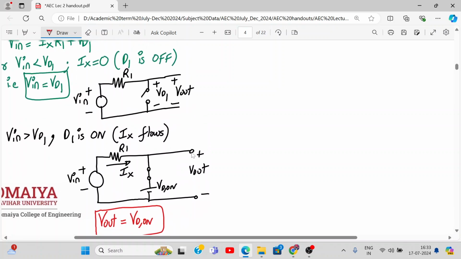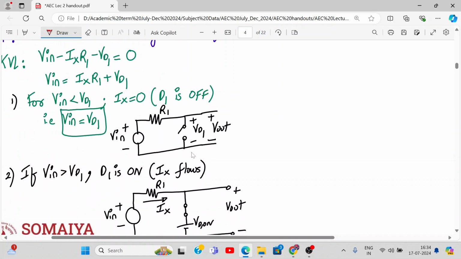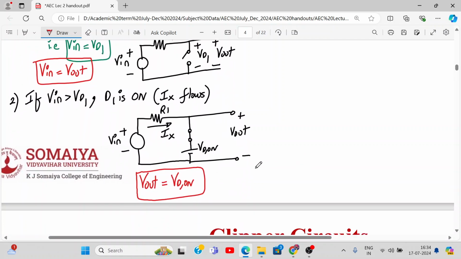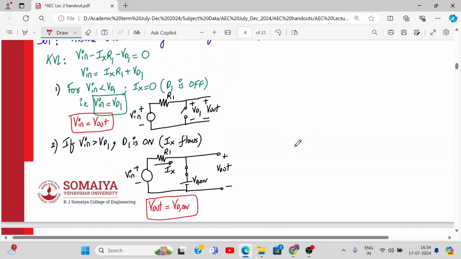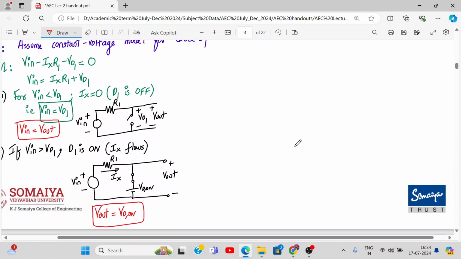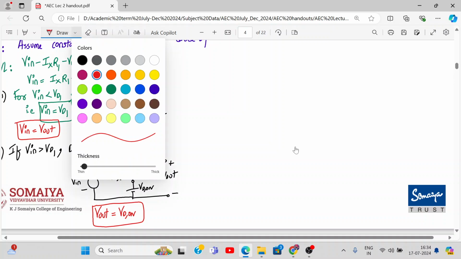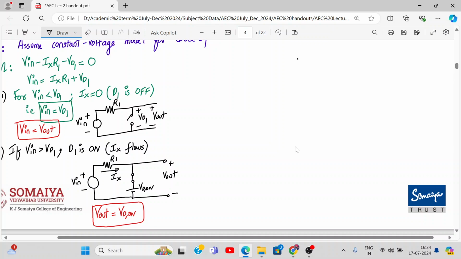Alright. And here, in first case, since V in is equal to VD1, which is equal to V out, right? So can I say V in was equal to V out? Yes or no? In second case, we don't have a relation between V in and V out directly. V out is just equal to VD on. Alright. So now we will plot the transfer characteristics for both the cases now. So please be careful, listen to it carefully. So how to draw the transfer characteristics for this?